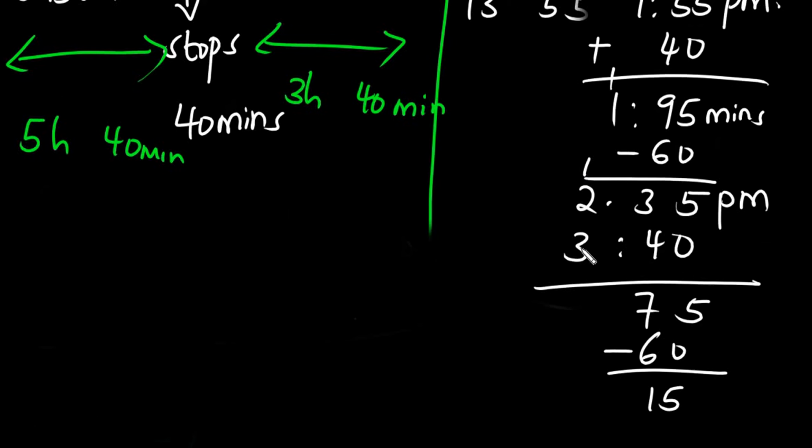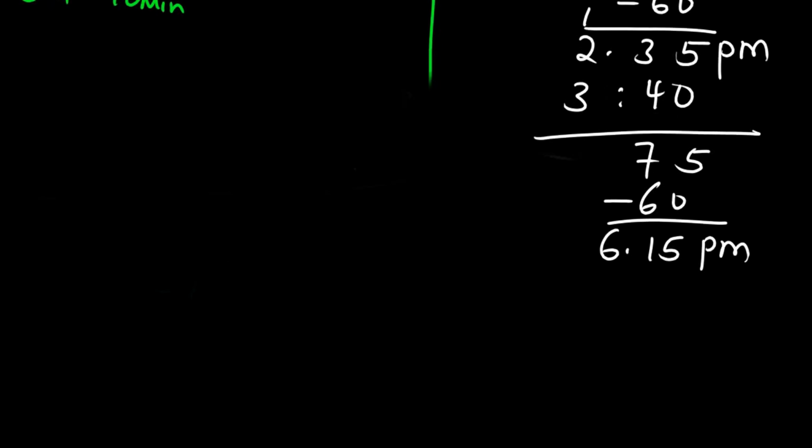So this is going to be 3 plus 2 is 5, and then 6. So that is 6:15 PM. Okay. So that is the time when this bus arrived at town R. But remember, we are told to give our time in 24-hour clock system. So what do we do?